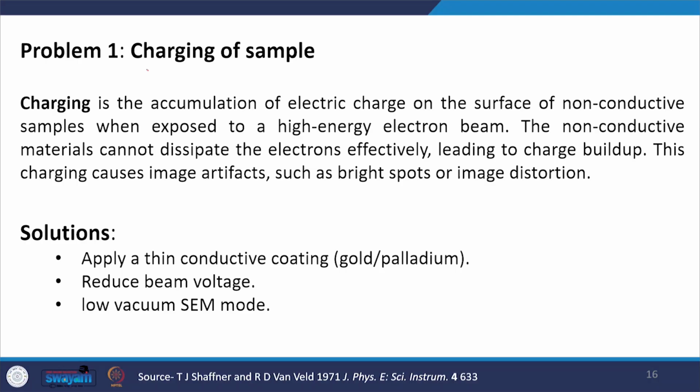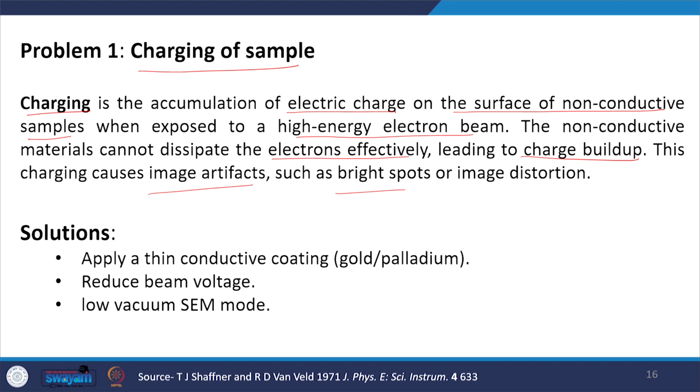Let us see some of the challenges or problems in the scanning electron microscope technique and how to overcome them with some troubleshooting tips. The first problem is charging of the sample. Charging is the accumulation of electric charge on the surface of non-conductive samples when the sample is exposed to a high energy electron beam. These non-conductive materials cannot dissipate the electrons efficiently, so that leads to charge buildup. This causes image artifacts or bright spots on your image.